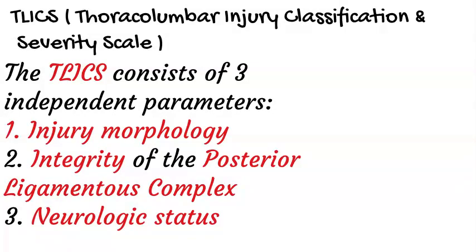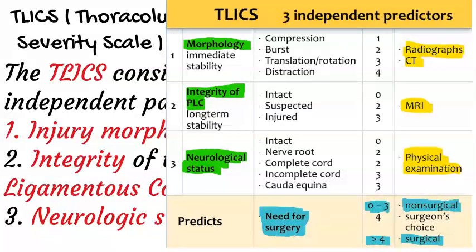This figure illustrates the TLICS 3 independent predictors. Again, number 1, the morphology. Number 2, the integrity of the posterior ligamentous complex, PLC. 3, neurological status. For the morphology, if it's a compression fracture, it gets 1 point. Burst fracture, 2 points. Translation or rotation is 3 points. And if there is a distraction injury, it is 4 points. This can be concluded by using a radiograph or a CT scan.